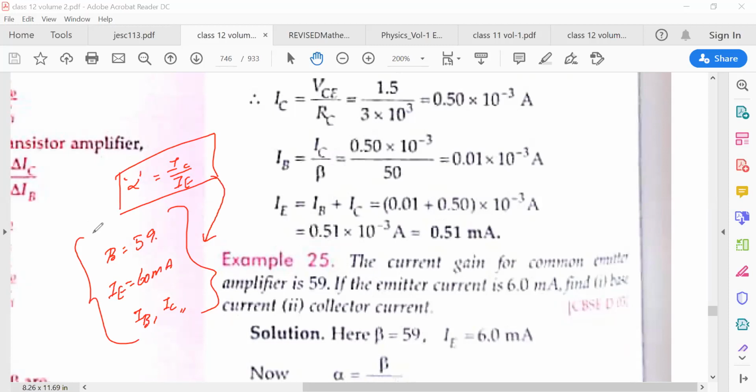Do it. And beta, we know that beta is nothing but your IC by IB. It is your CE configuration, and alpha is your CB configuration. Try to find IB and IC. Do it.